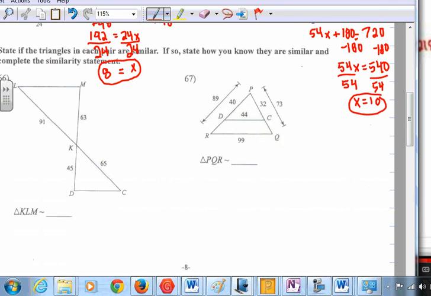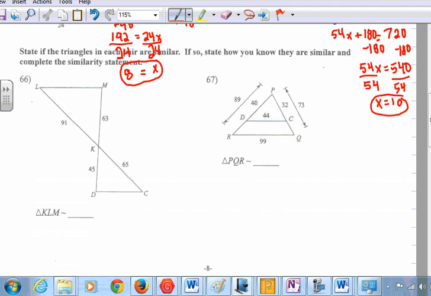Now, for the next section, we are asked to state if the triangles in each pair are similar. If so, state how you know they are similar and complete the similarity statement. So, we need to list our similarity conjectures. We have side, side, side similarity. What else do we have? Angle, angle similarity. And lastly, we have side, angle, side similarity.